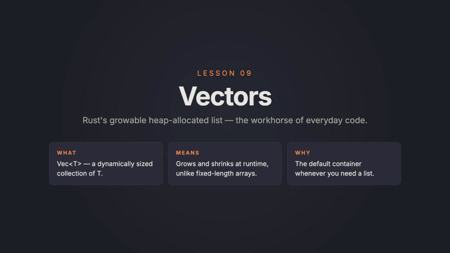This makes Vec the workhorse collection of everyday Rust code. Anywhere you'd reach for a dynamic list in another language, a queue of work to do, a set of results to collect, a buffer you append to as data arrives, you'll reach for Vecs. Vec is also generic, which means it holds one specific type of element, a Vec of u32, a Vec of String, a Vec of your own custom struct.